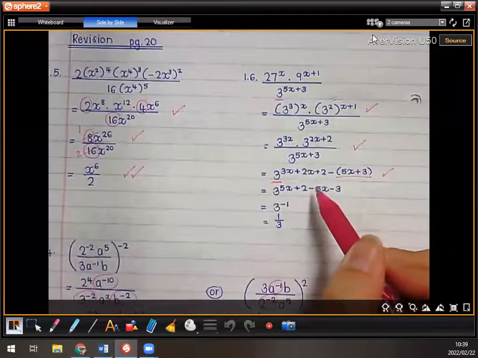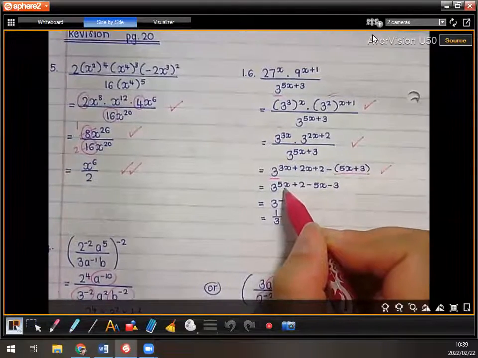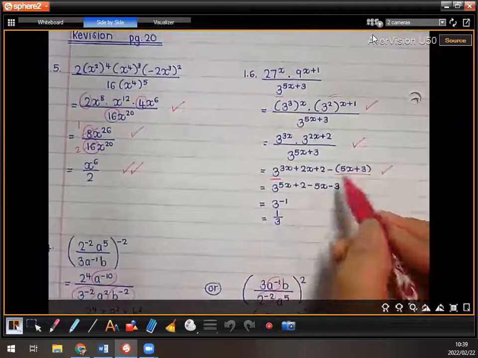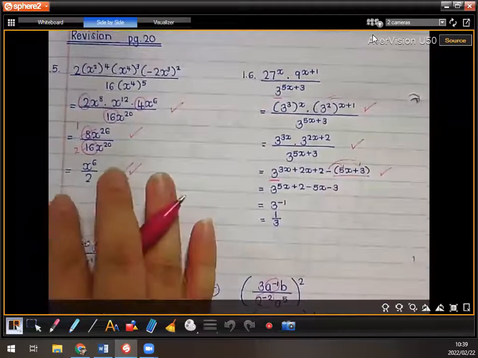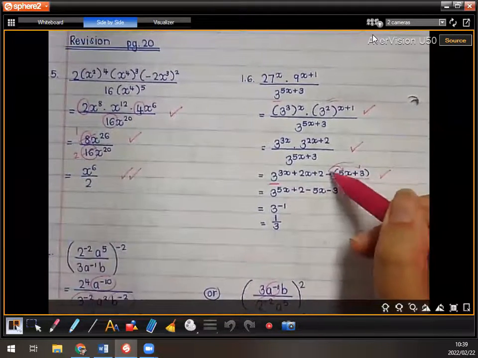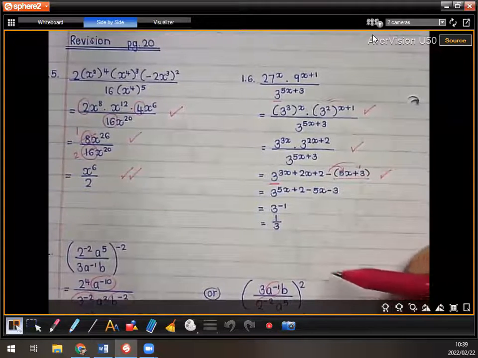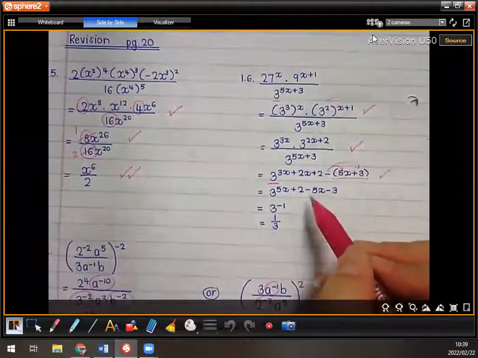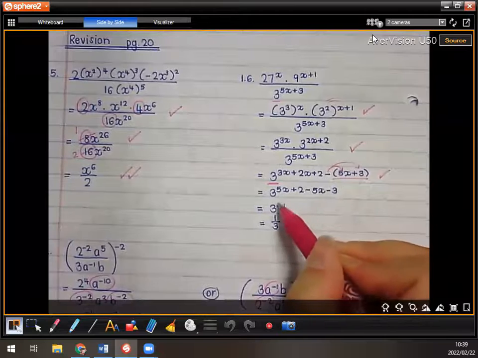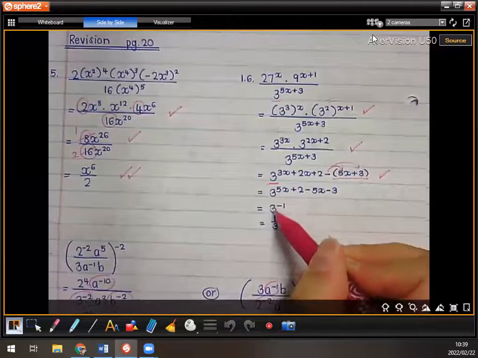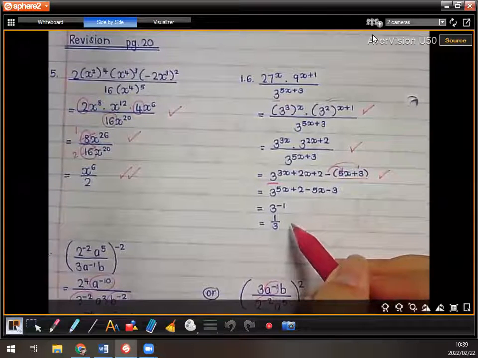Then what I did here is I just added the 3x and the 2x together. That's where that 5x is coming from, plus 2. Then I multiplied my negative 1 into that bracket, so negative 5x, and negative 1 times positive 3 is negative 3. Then I just did that calculation. 5x minus 5x is 0, and 2 minus 3 is negative 1. But guys, you're not allowed to leave your answer with a negative exponent. You have to change it to 1 over 3.